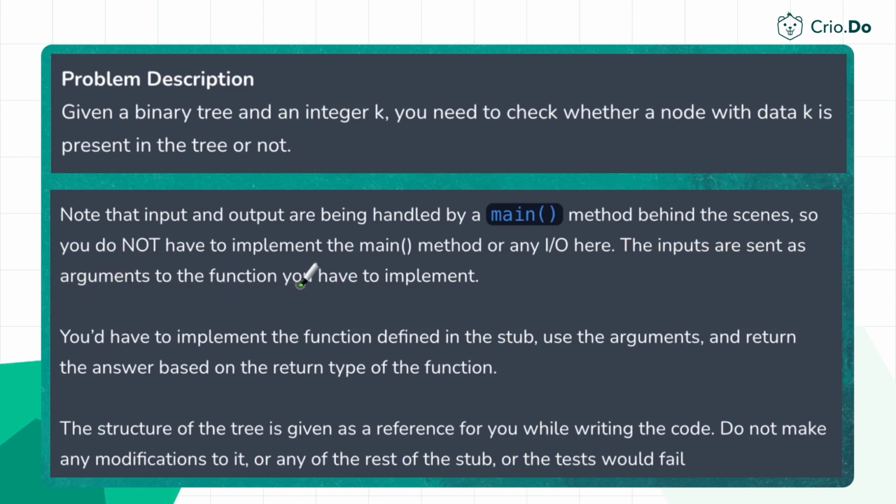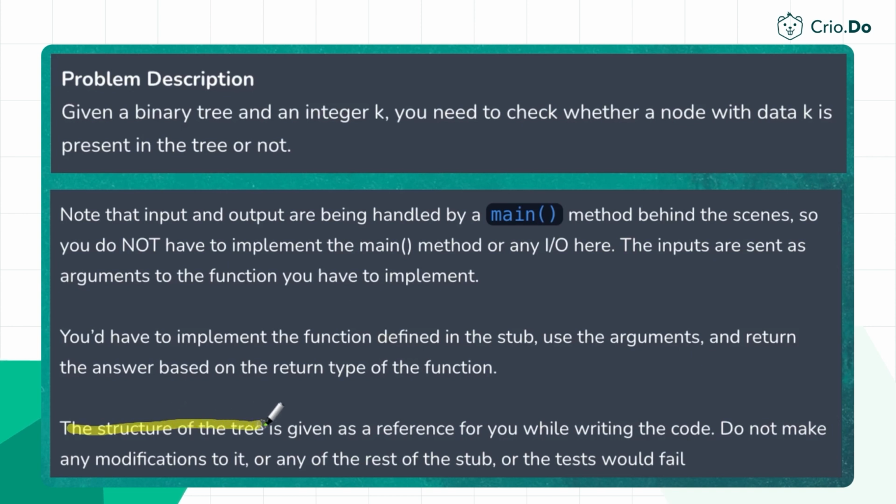So whatever function we have to implement, we will be having the binary tree as an input parameter and also the target k value as a parameter. What we have to do is implement the function defined in the stub, use the arguments and return the answer based on the return type of the function. We have to return on the basis of whatever the function is expecting us to return.